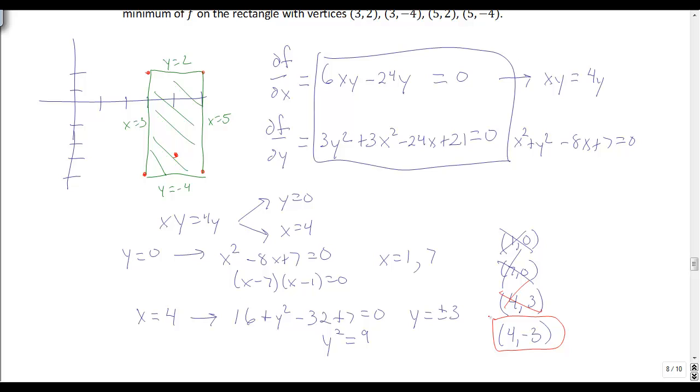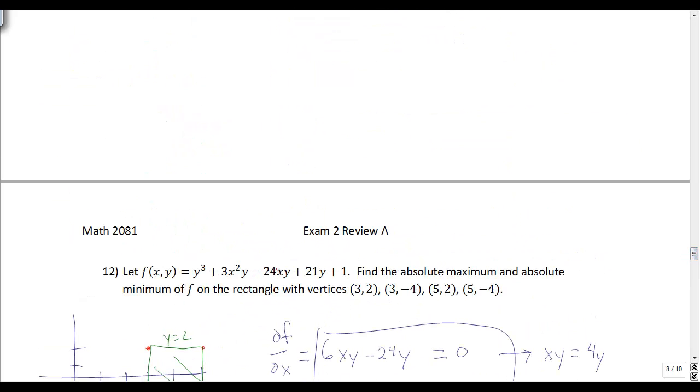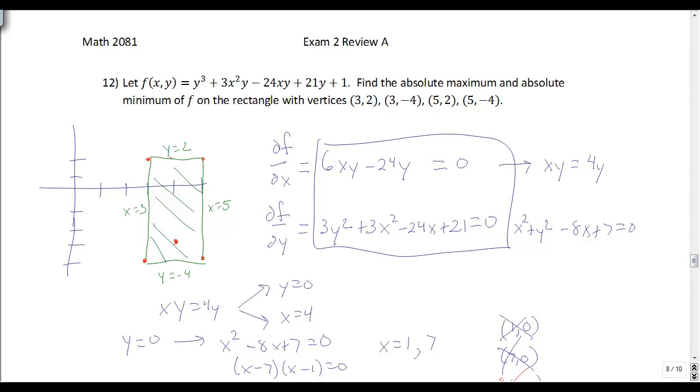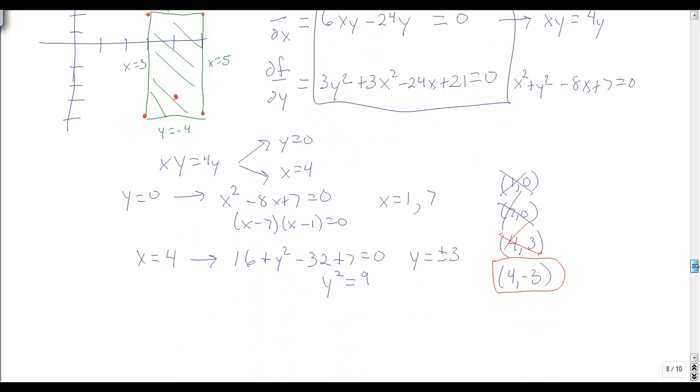Now, I could check this for a local min or local max or saddle point here. It's going to turn out that when I'm finding an absolute max or min, I don't really need to do that, because what I'm going to do is get local mins or maxes on the edges or on the boundary. And then I'm just going to evaluate the original function, y cubed plus 3x squared y minus 24xy plus 21y, at all of the various critical points we get, either on the ends or on the edges, or this one in the interior. So I'm going to avoid checking if that's a max or min here, or at least I don't need to.